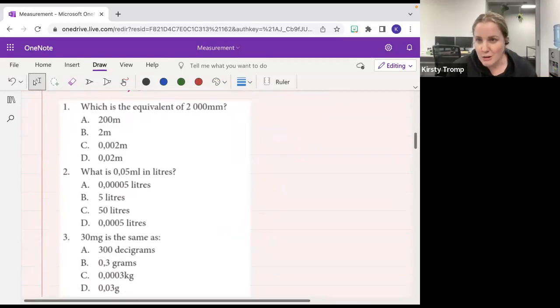So there are 3 on your screen. I'm going to give you about 2 minutes just to have a look at them, test your knowledge, give them a go. And then we're going to do them together. So 2 minutes, and then we're going to do them together.